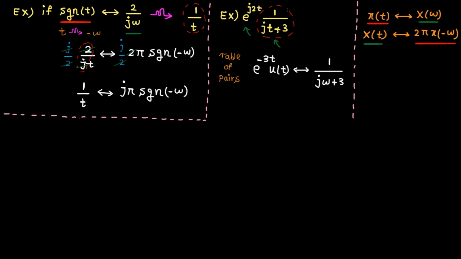Now look at this guy and this guy. They have basically the same shape, but the first one is a function of t and the second one is a function of omega.